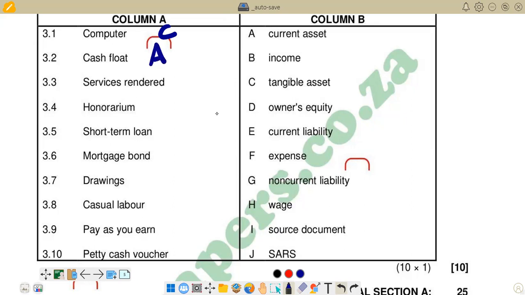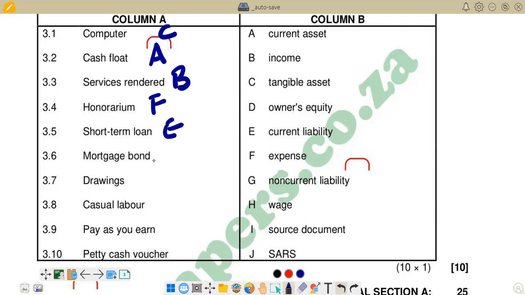Then services rendered. Remember, whenever we are rendering services, we are receiving income. So income on B becomes the most appropriate. Then we've got honorarium on that one, that is on 3.4. Let's check the most appropriate there. We know that this is an expense, so F is the most appropriate here. Then we've got short-term loan. Short-term loan, remember, this is a current liability. This is a current liability, so E here becomes most appropriate.